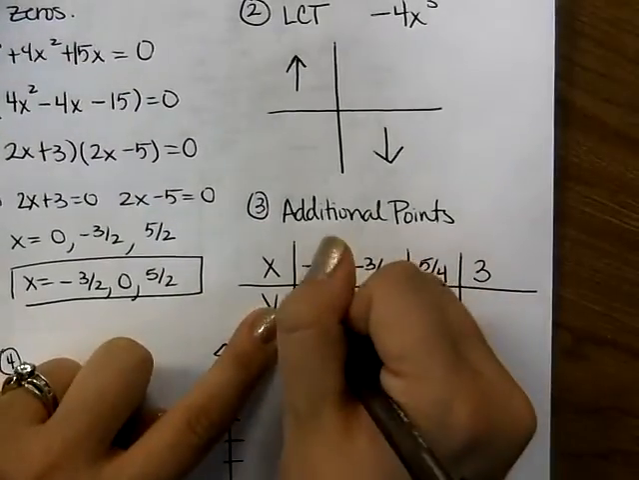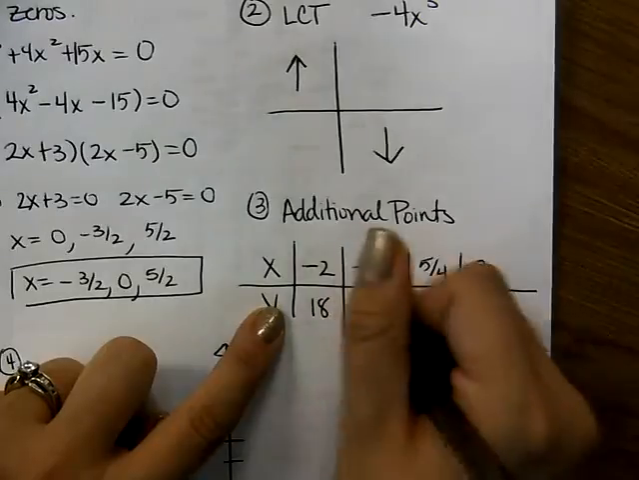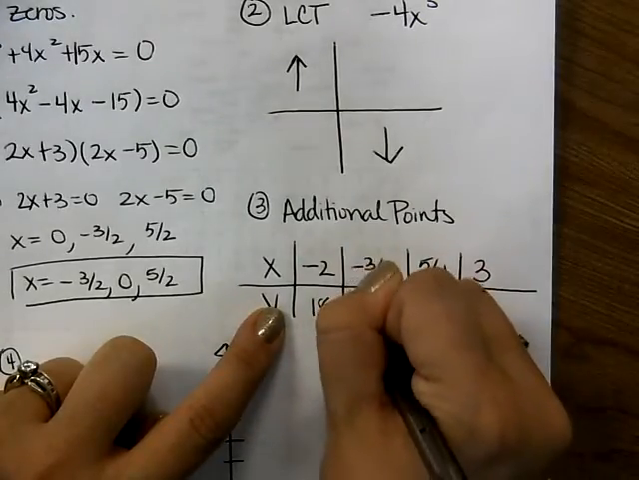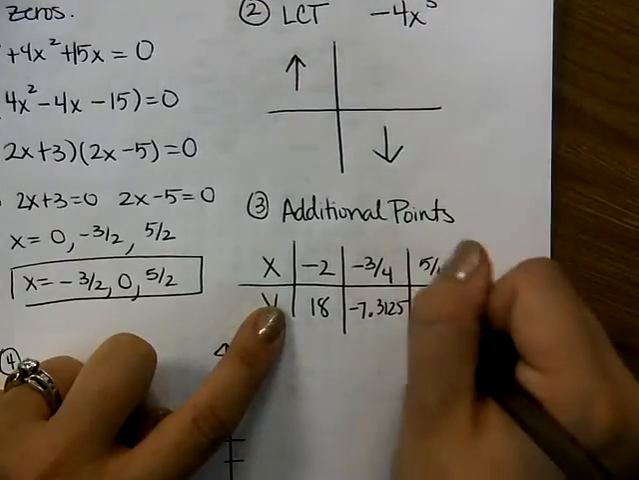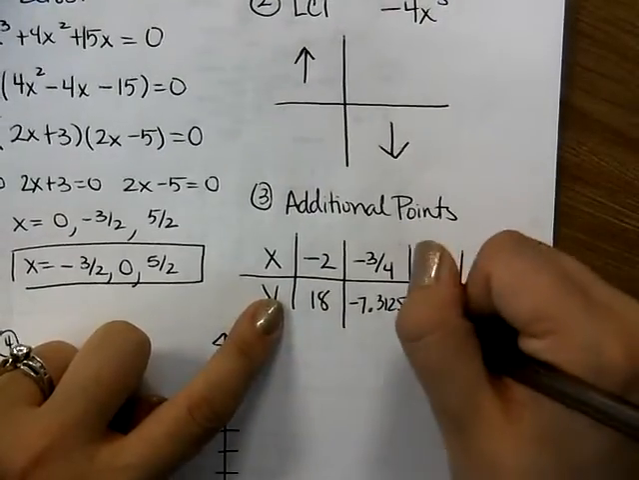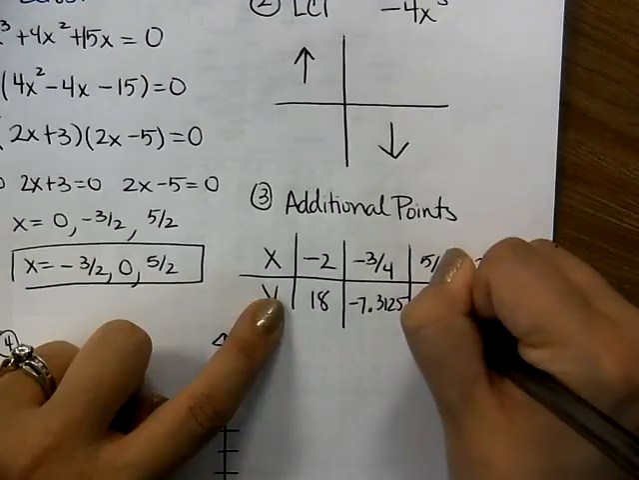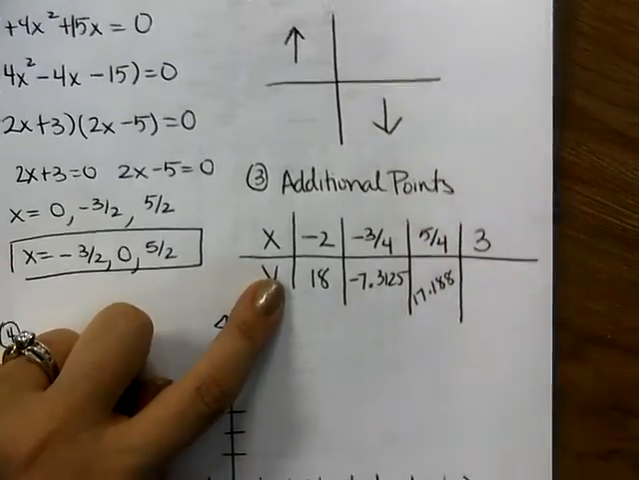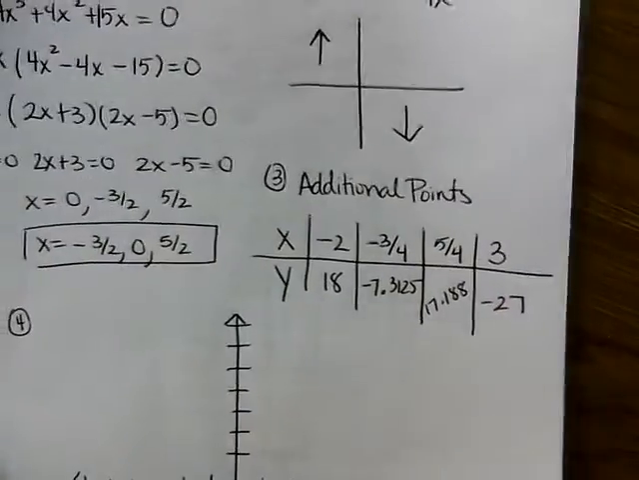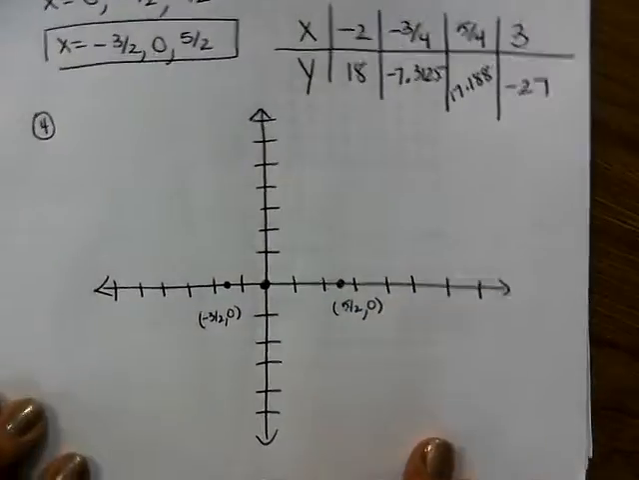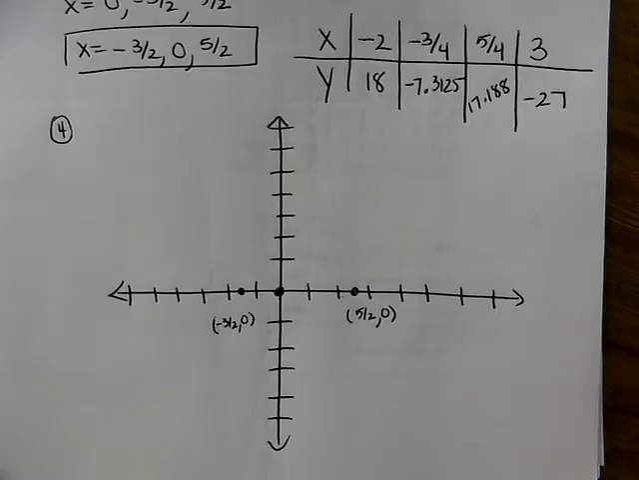Okay, so for negative 2, we were at 18. Negative 3/4 gives you negative 7.3125. Oh, there's a decimal. You'll like that. 5/4 was 17.188, and then 3 was a negative 27. Okay, now we've got to just label this stuff.